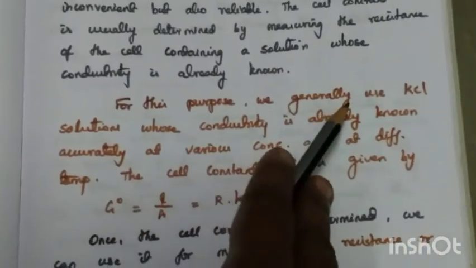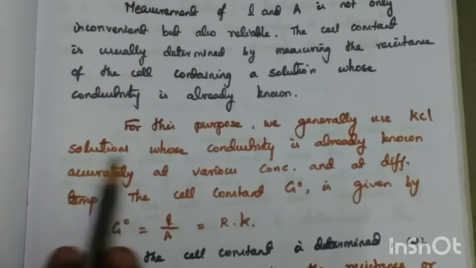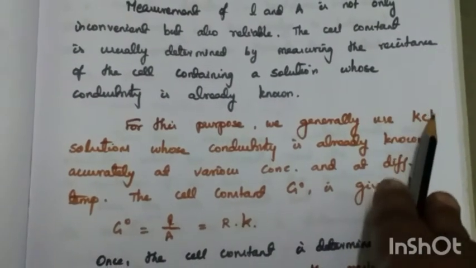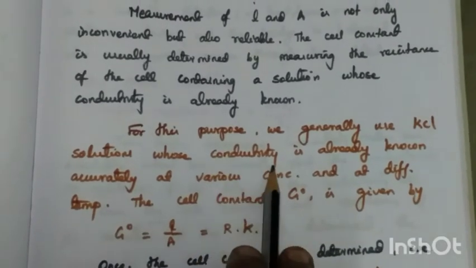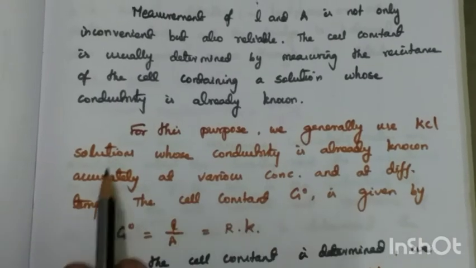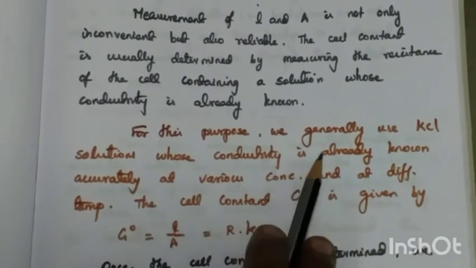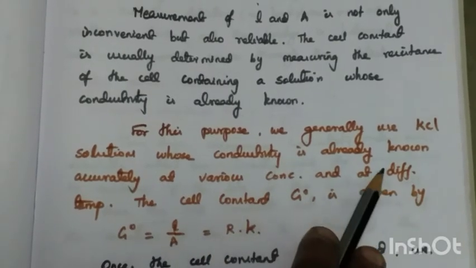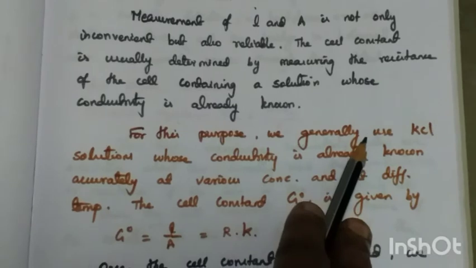For this purpose, we generally use KCl solutions, an electrolyte which has a tendency to be completely ionized in solution. We take a KCl solution whose conductivity is already known accurately at various concentrations and at different temperatures. That is the type of solution we have to take.